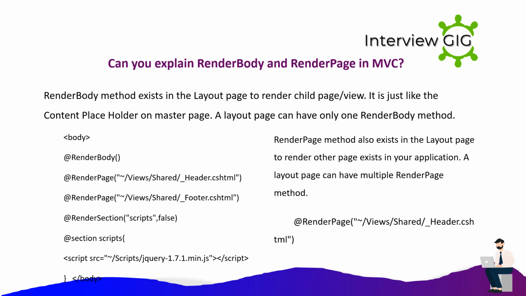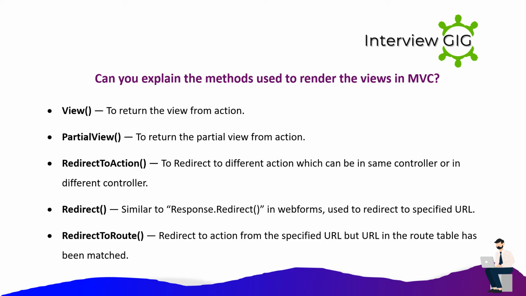The RenderBody method exists in the layout page to render the child page view. It is just like the content placeholder on a master page. A layout page can have only one RenderBody method. Can you explain the methods used to render the views in MVC?